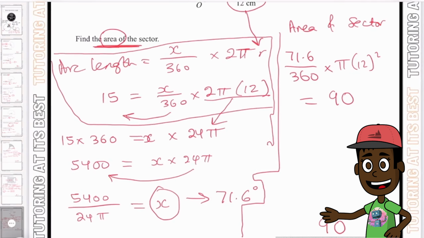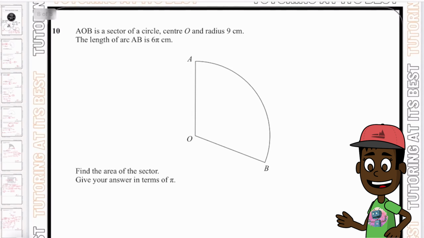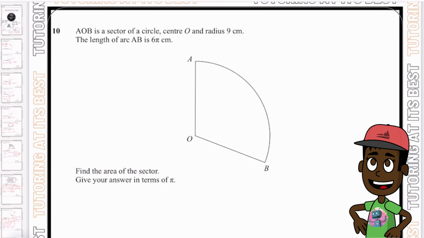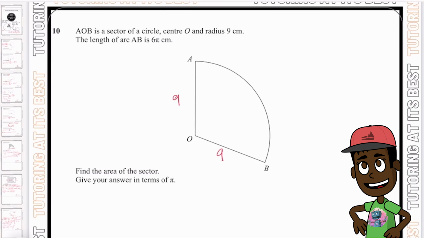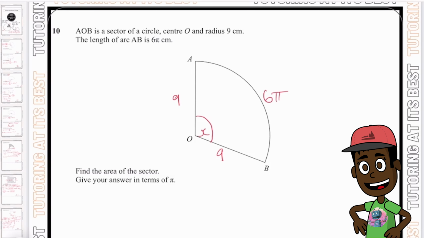Fantastic. And that brings us to the final question. So AOB is a sector of a circle with the center O and the radius 9. So we can now label this as center O and the radius being 9 centimeters. And the length of the arc is 6 pi. So we haven't been given an angle. And again, they want us to calculate the area of the sector.